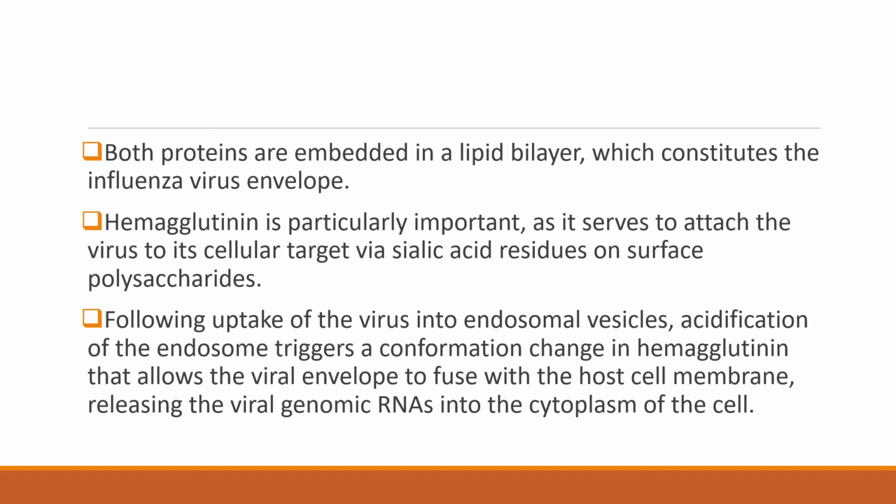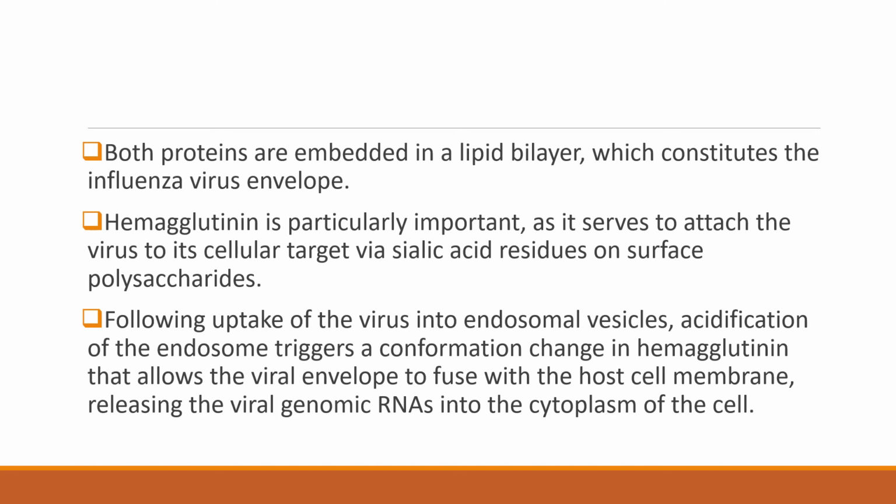So what are the functions of hemagglutinin and neuraminidase? Hemagglutinin is particularly important because it serves to attach the virus to its cellular target via sialic acid residues on the surface polysaccharides. Following uptake of the virus into endosomal vesicles, there is acidification of the endosome, and that triggers a conformational change in the hemagglutinin. So that allows the viral envelope to fuse with the host cell membrane, releasing the viral genomic RNAs into the cytoplasm of the cell.